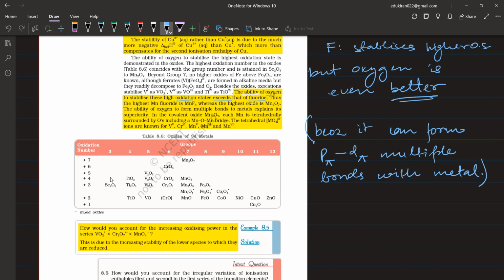They will ask you that the highest oxidation state of manganese is +4 when it is bonded with fluorine, but it is +7 when it is bonded with oxygen. Why? So you will answer because oxygen can form p pi d pi multiple bonds with the metal. That's it. ठीक है ना, ये याद रखिएगा आपको.